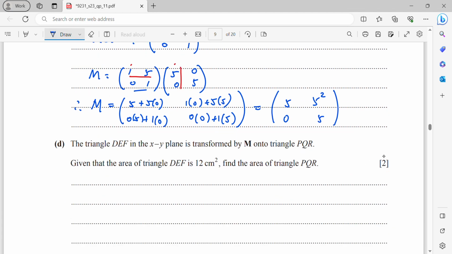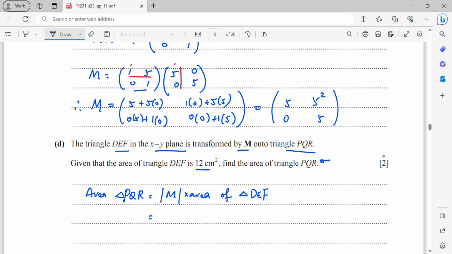Now part D. The triangle DEF in the xy plane is transformed by M onto the triangle PQR. Given that the area of triangle DEF is 12 centimeters squared, find the area of triangle PQR. The triangle PQR is after the transformation of DEF. So the area of the triangle PQR will be the determinant of M times the area of the triangle DEF.